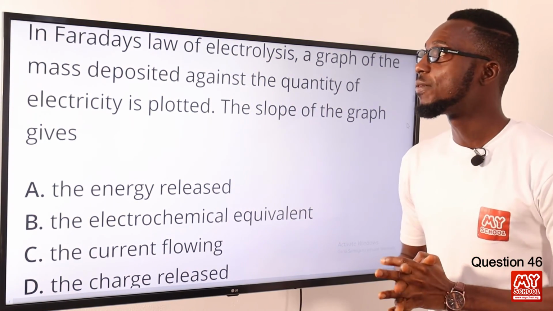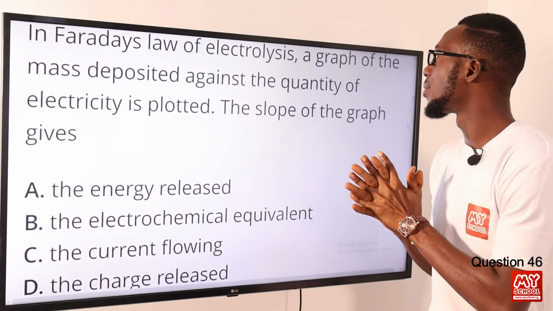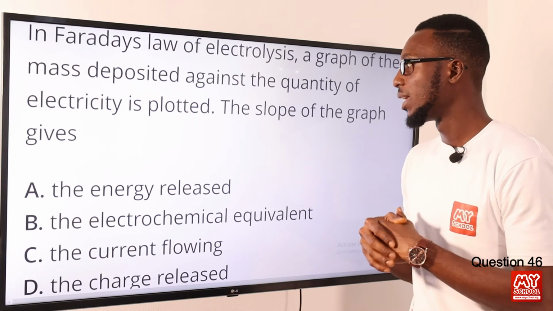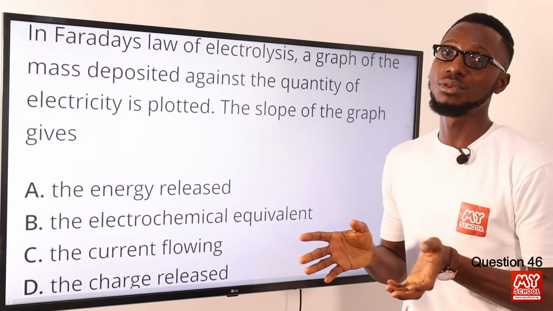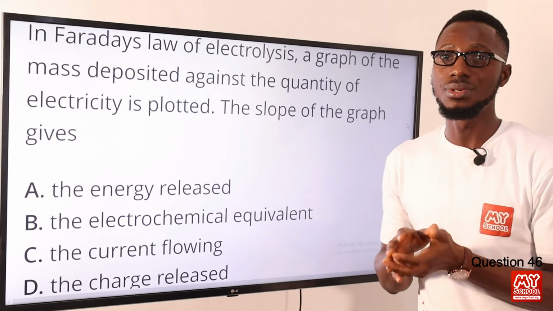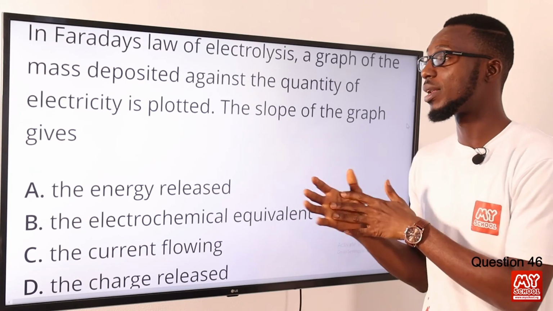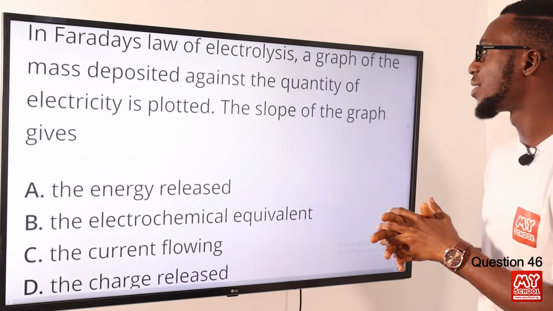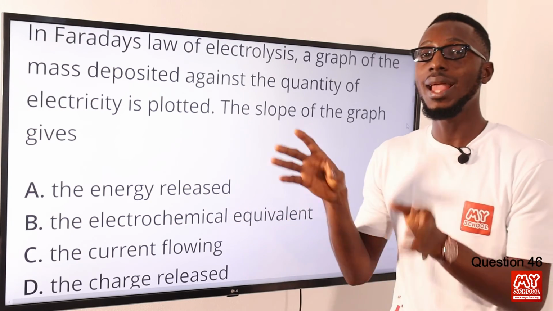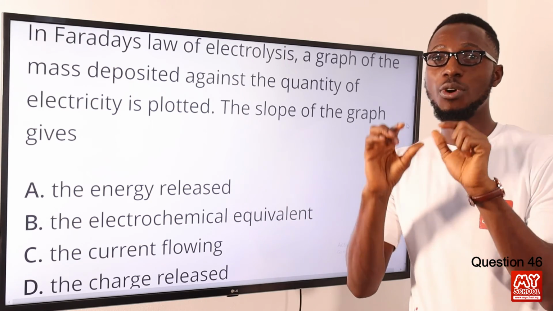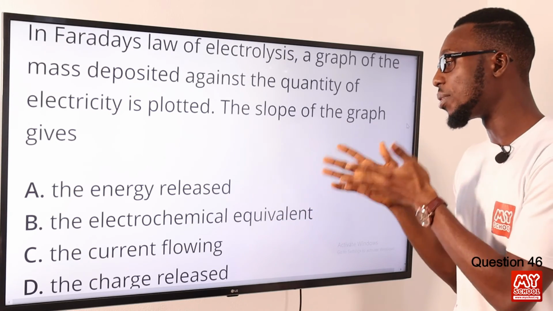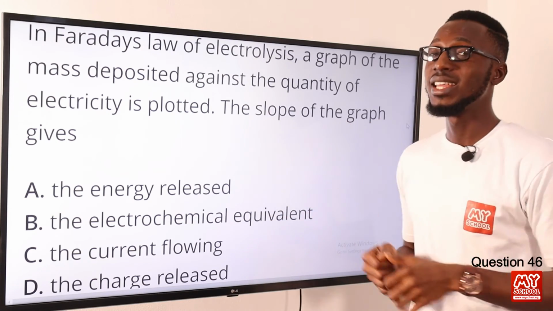46. In Faraday's law of electrolysis, a graph of the mass deposited against the quantity of electricity is plotted. Now, the slope of the graph gives what? Take up this formula: mass is proportional to the electricity, which is measured in coulombs, and that is Q equals IT. At the end of the day, you have M equals ZIT. That Z is the constant of proportionality for each element, and you can refer to it as the electrochemical equivalent. So option B is the right option.